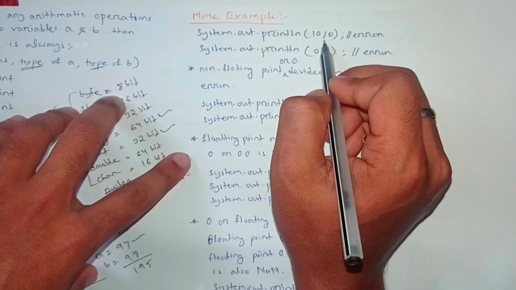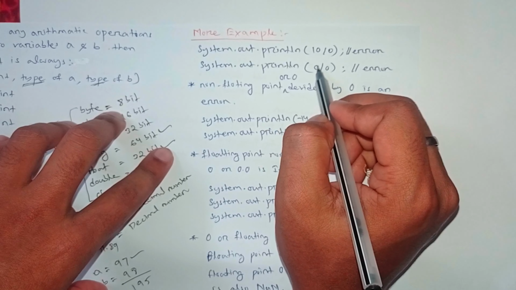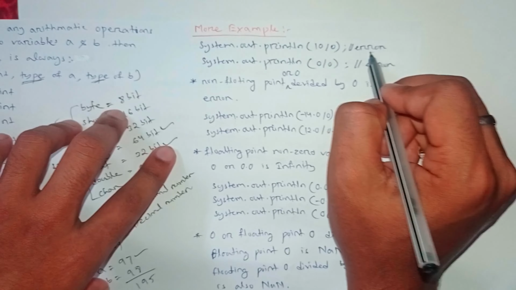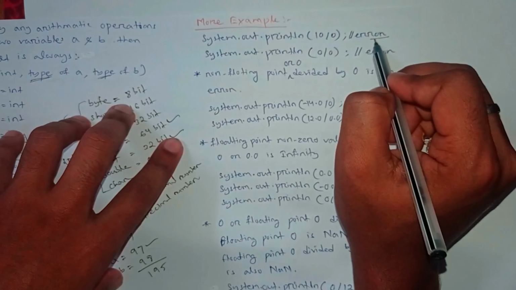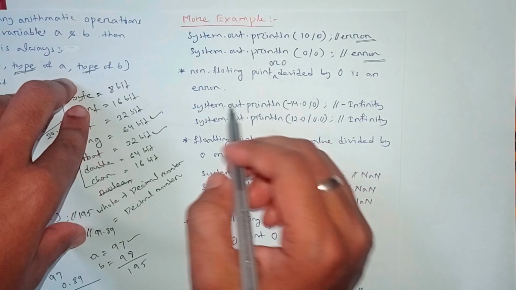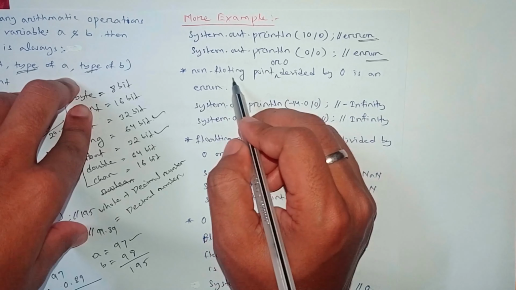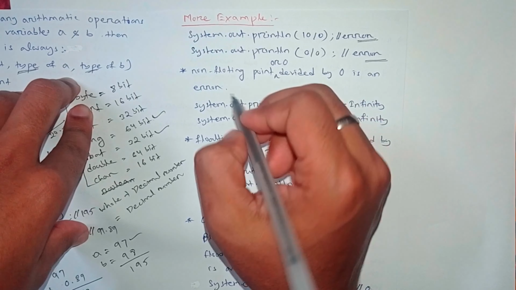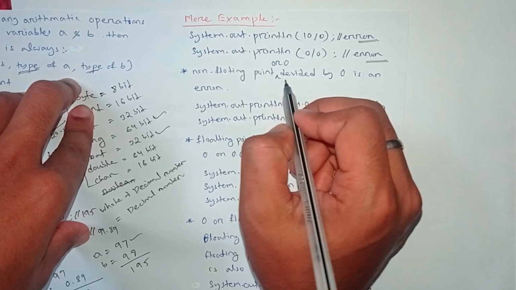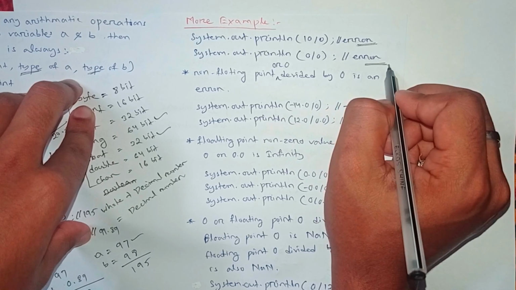Now see some more examples. System.out.println(10 / 0), System.out.println(0 / 0). Here the output will always be an error, no output, because non-floating point 0 division is an error. Non-floating point means byte, short, int, long. If we divide by 0, there is no output, there is an error.